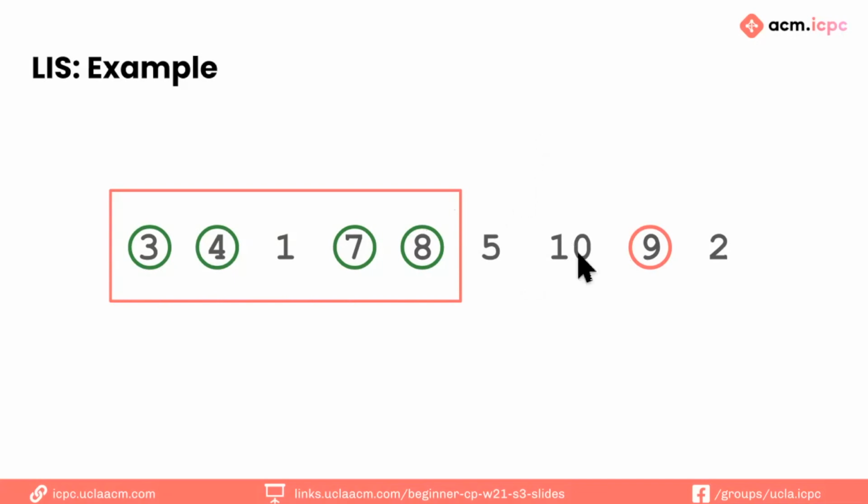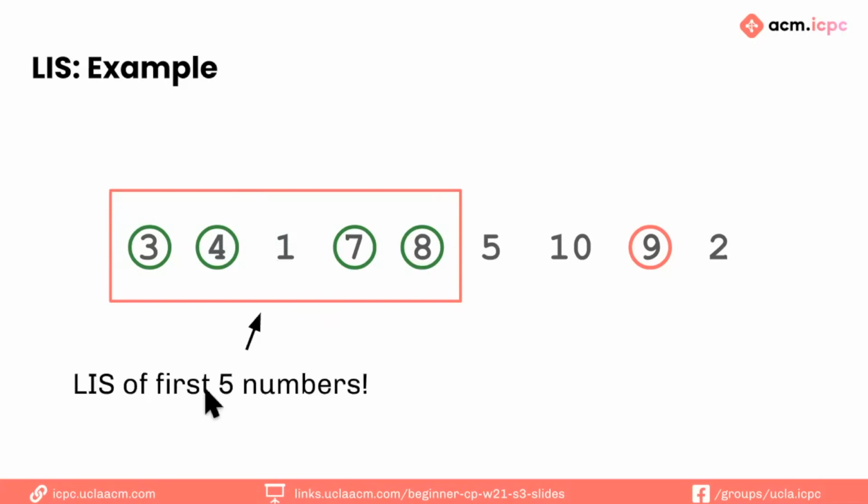Essentially, hopefully this gives you an idea of what's to come. The idea is that you keep track of the longest increasing subsequence that ends at a particular point, and then you iterate through all of them. So that's just to give you an intuition.